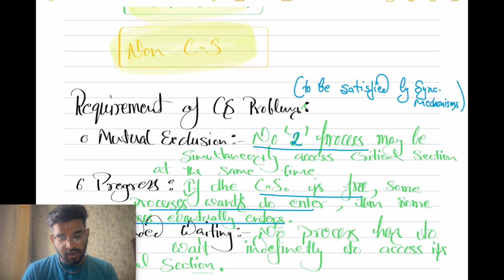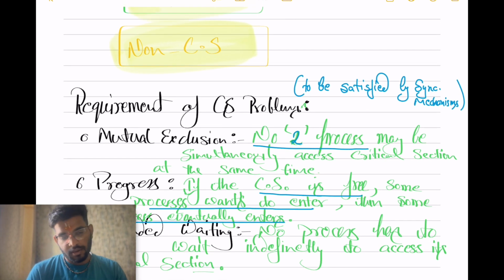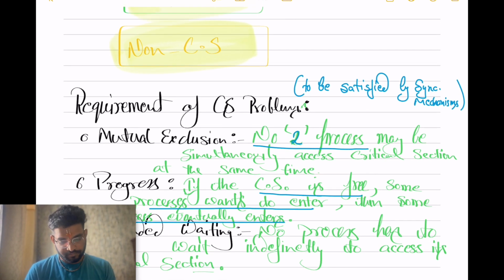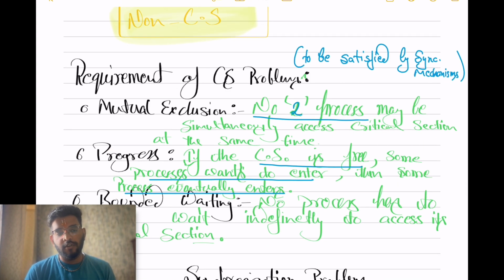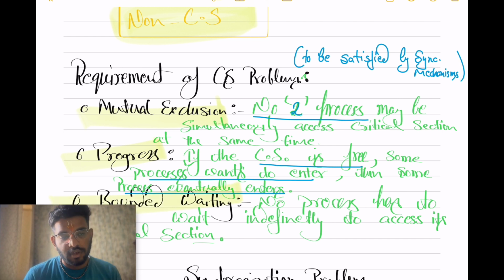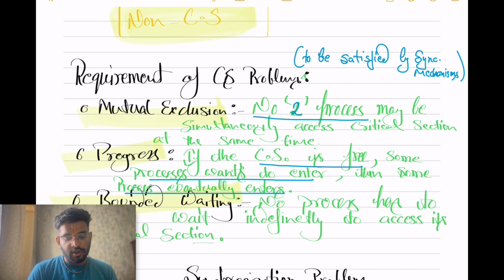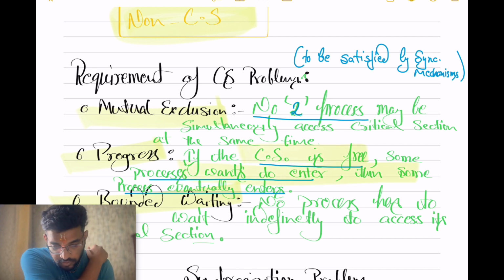Requirements for the critical section problem to be satisfied. There are multiple answers to the critical section problem, but the requirements that need to be satisfied by the algorithms are: first, mutual exclusion; second, progress; third, bounded waiting. Mutual exclusion means only one process can execute the critical section at a time. Progress means if the critical section is free and some process wants to enter, then some process eventually enters.